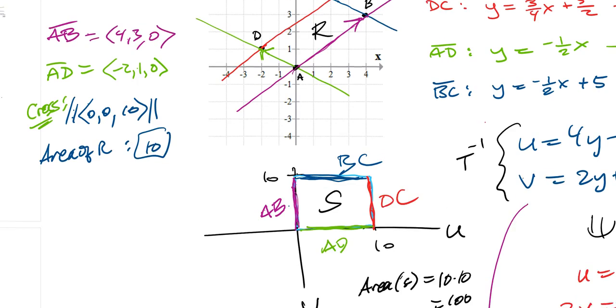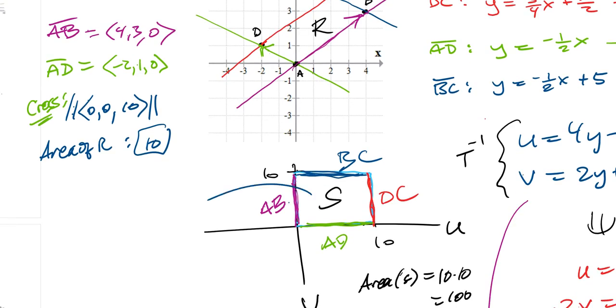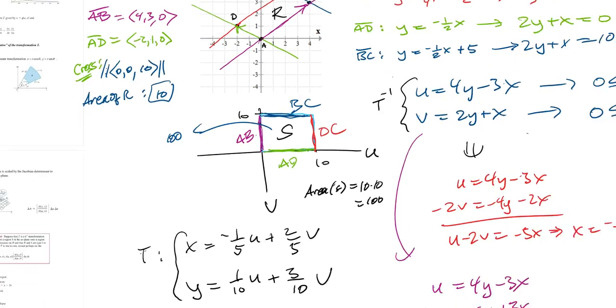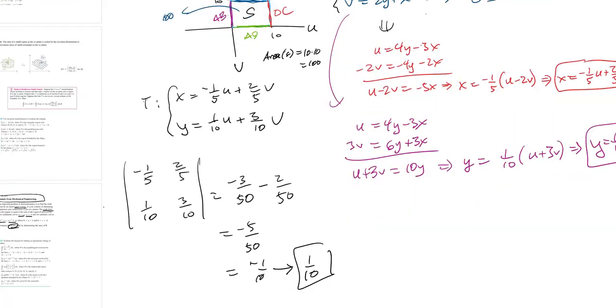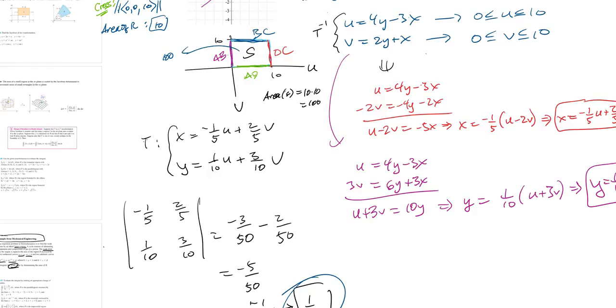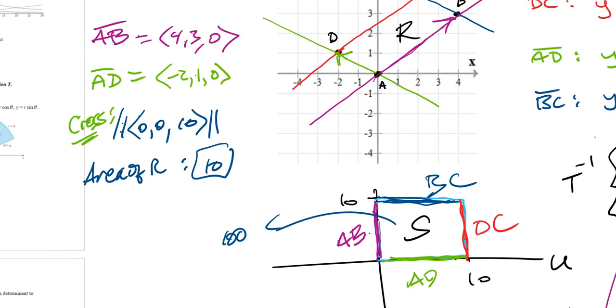So the area of R is 10, the area of S was 100, and so if you take 100 and multiply times this Jacobian, which is 1/10, you get 10 out of that. So to go from one to the other, you multiply by 1/10. And that's where this Jacobian piece comes in.